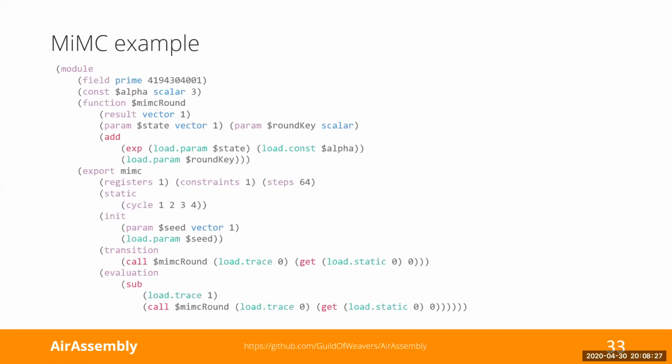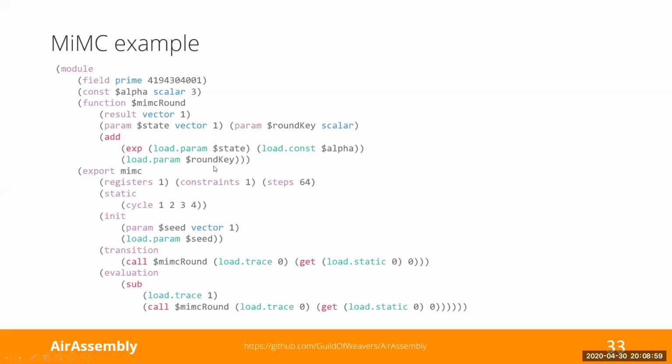Now, this is what AirAssembly for describing the MiMC computation looks like. Again, it probably looks a bit intimidating, so let's go through it very quickly, line by line. We define our prime field, the field that we'll be working with. We define a constant 3, which we'll call alpha. This is going to be the power to which we raise our current state. I didn't have to define it here; I could have used it inline inside the computations, but just for illustrative purposes, I put the constant definition here.